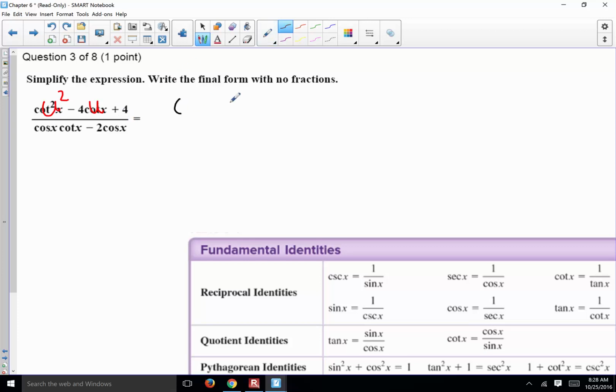I already gave you the answer actually. u squared minus 4u plus 4 is u minus 2 times u minus 2, right? What is u? Cotangent. Okay, I factored the top. Well, how do I factor the bottom? I don't see anything factoring there. Do you see something coming you can call out?